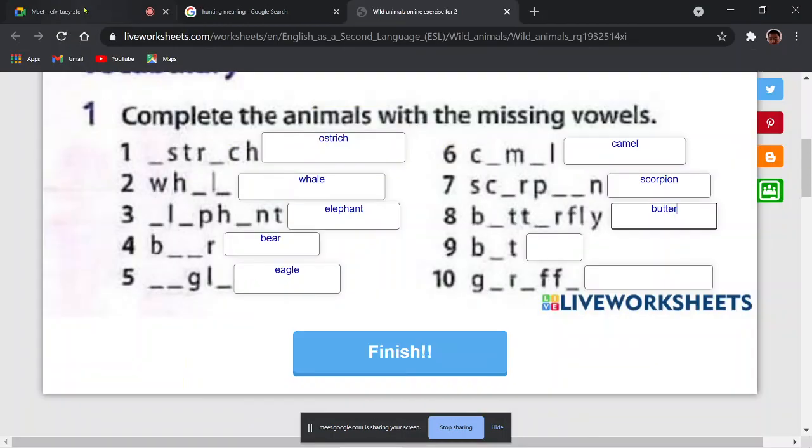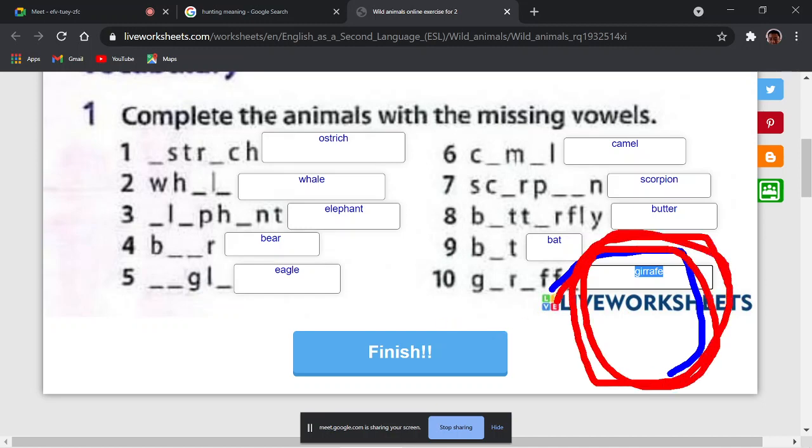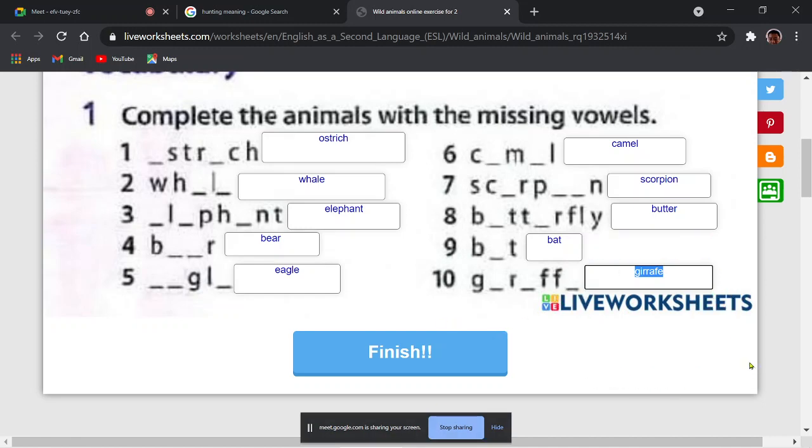Okay, let's go to the next one. What is it? Bat. Then the last one is giraffe. Am I spelling correctly? Is it correct, Mr. Go? No. Very good. How do you spell giraffe?